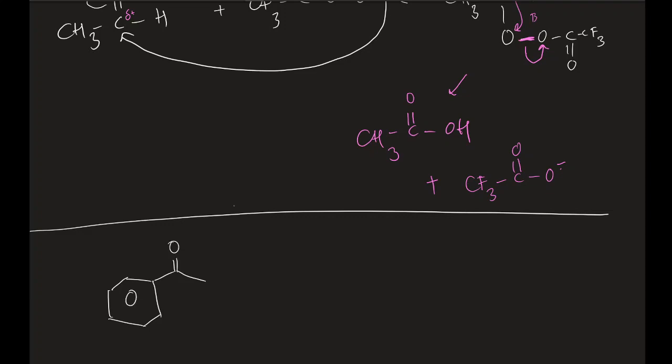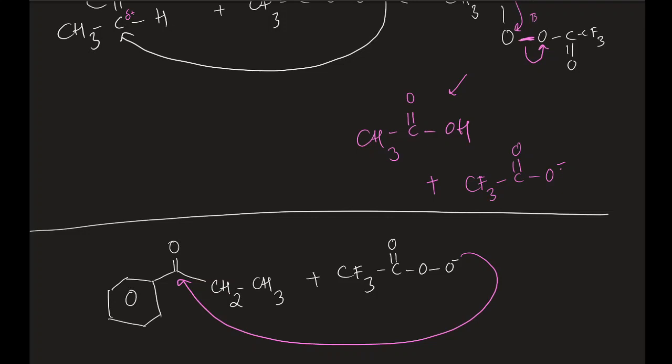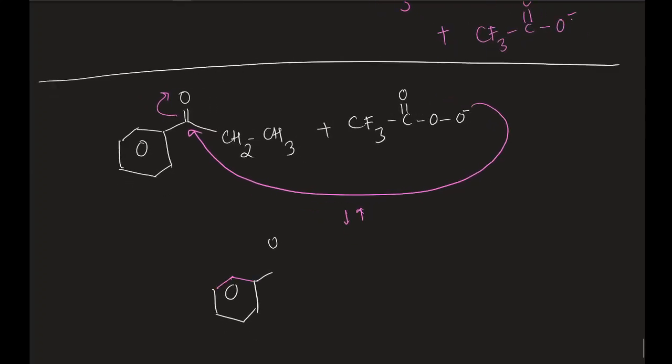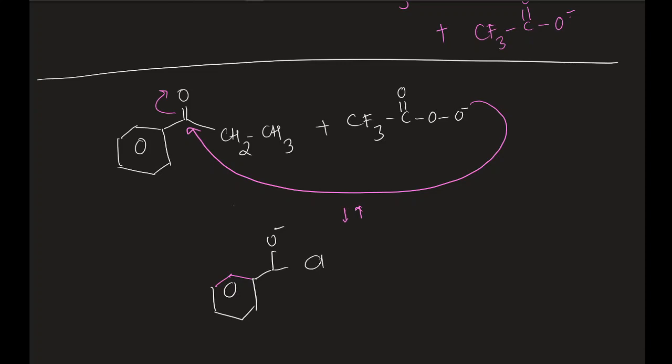Which is attached to a benzene ring, and then we have CH2, CH3. All right, so straightforward, O minus will attack, will move forward, and that will give us, it's not going to be C=O anymore because the pi electron has moved up, so bring back CO, CF3. The peroxide bond is very labile, so it is most likely to be broken first. So we will move back.